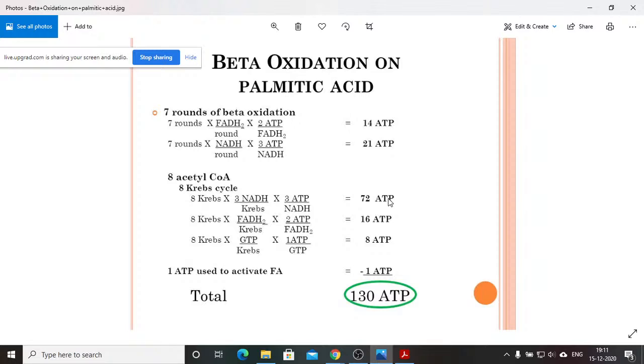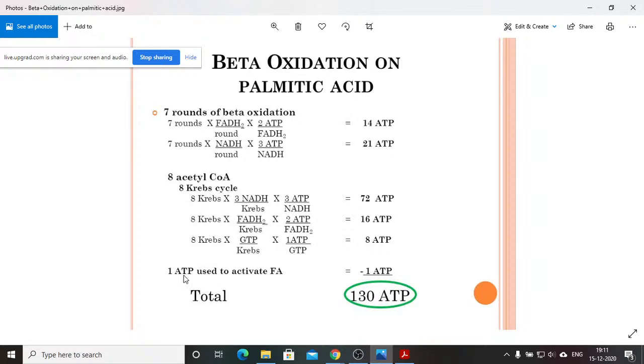Similarly, FADH2: each FADH2 gives 2 ATP. One FADH2 is produced in one cycle, so 8 times 2 is 16. So 16 ATPs are formed. 8 FADH2 give 16 ATP molecules, and 1 GTP is formed in the Krebs cycle, which is equivalent to 1 ATP. So 8 of them will give 8 ATP.